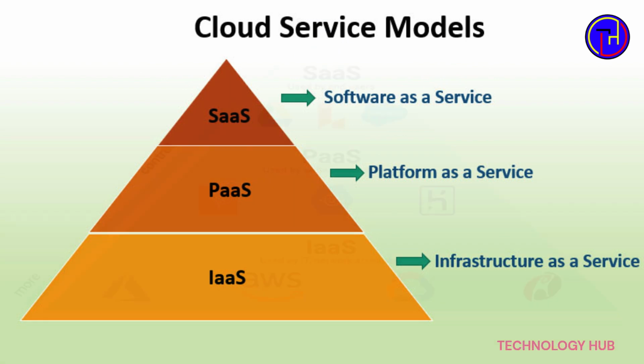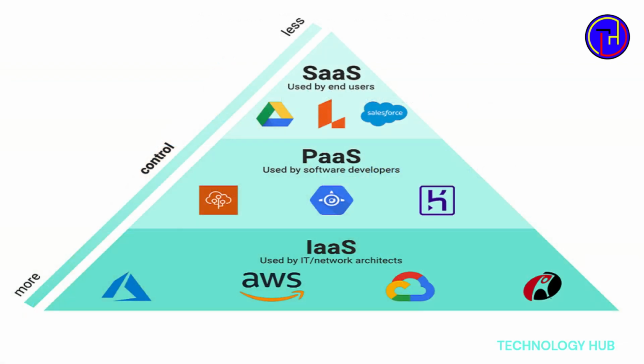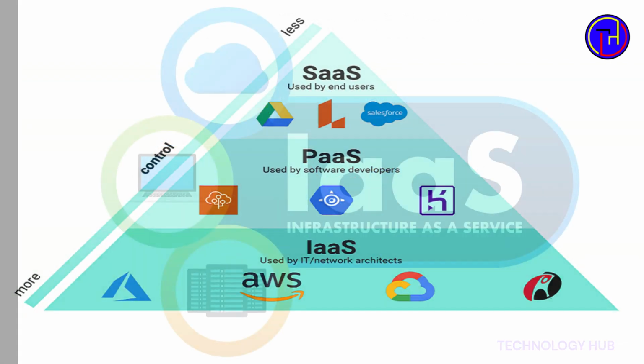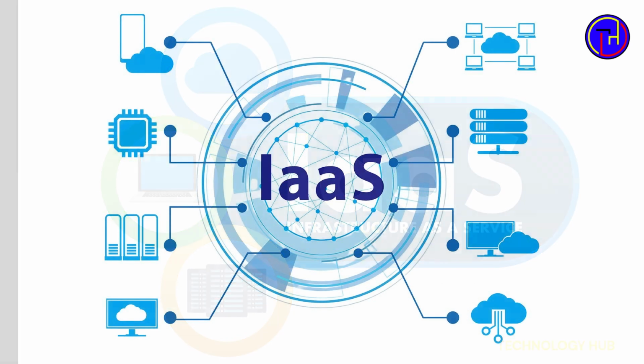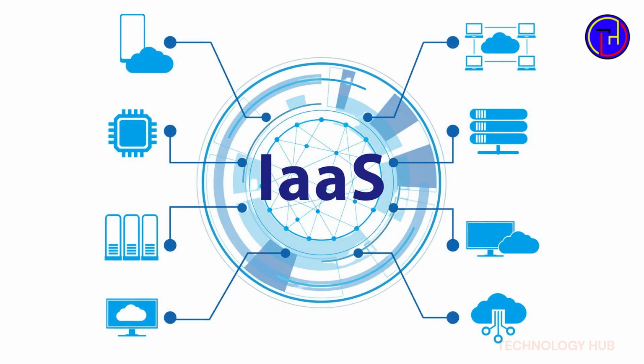Types of cloud computing. Cloud computing services are typically categorized into three main models. Infrastructure as a Service, IaaS, provides virtualized computing resources over the Internet, such as virtual machines, storage, and networks. Users can rent IT infrastructure on a pay-as-you-go basis.